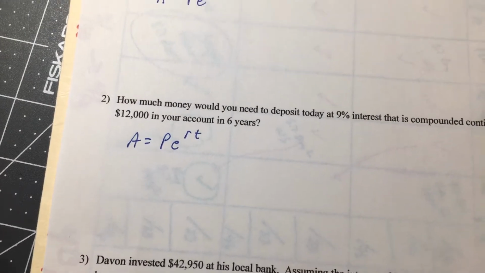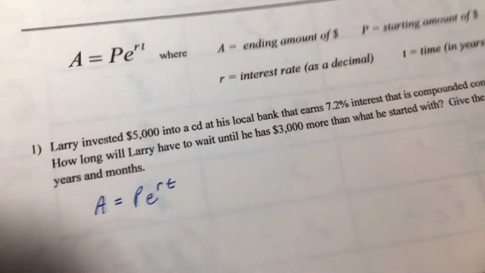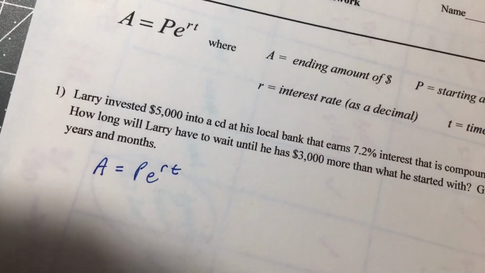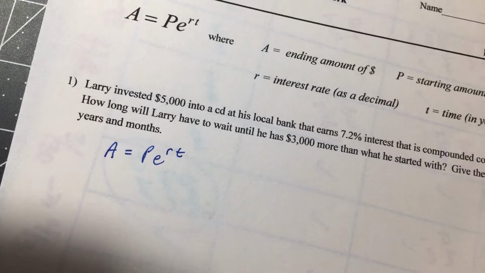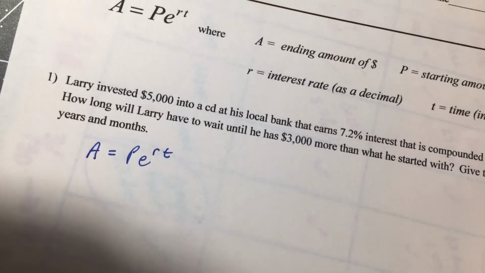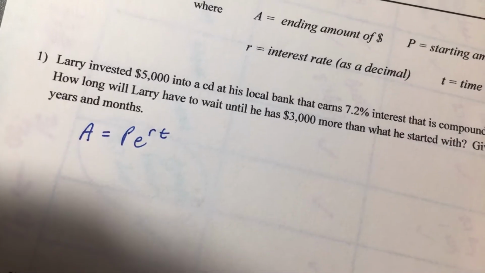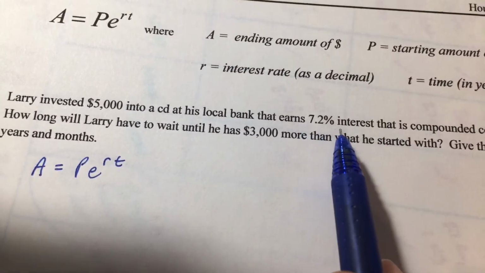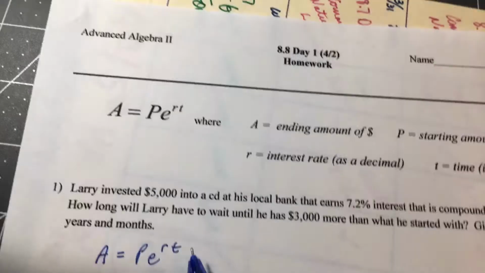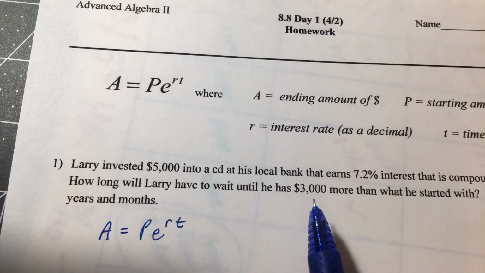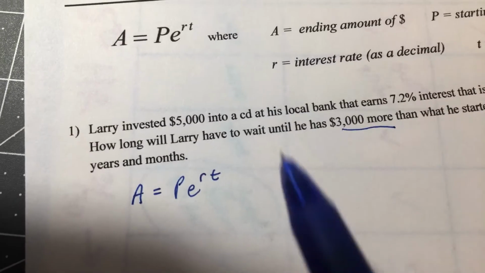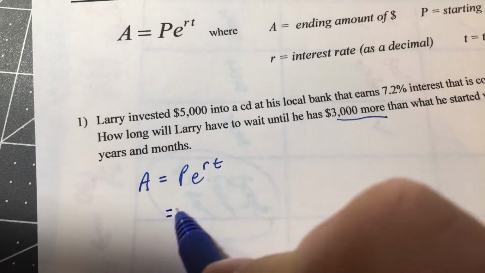Now let's go through the homework here, and we'll at least get them set up, and I'll let you do them. We'll read through them together. You can follow along. So number 1: Larry has $5,000 in a CD at his local bank, earning 7.2% interest, compounded continuously. Again, when we see compounded continuously, that tells us we use PERT. How long will Larry have to wait until he has $3,000 more than what he started with? So he's starting with 5,000. That's your P.